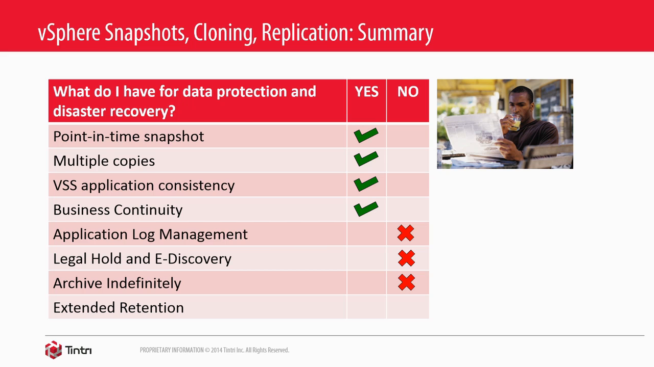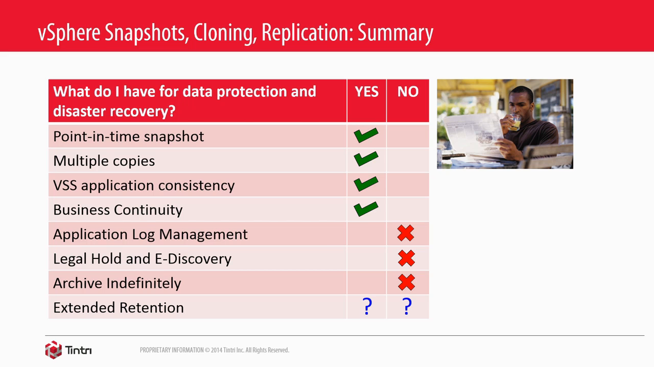So can you archive indefinitely with snapshots, cloning, and replication? You can't do that. You can do it for a certain point in time. For example, with snapshots, VMware even recommends that you do no more than 2 snapshots per virtual machine, right, because of performance purposes, right?